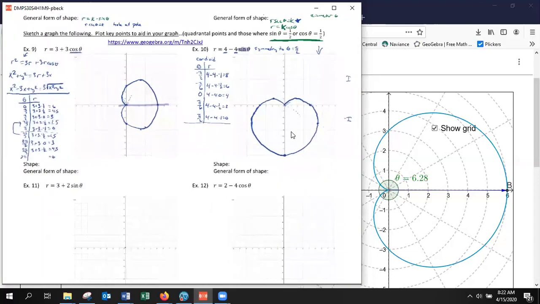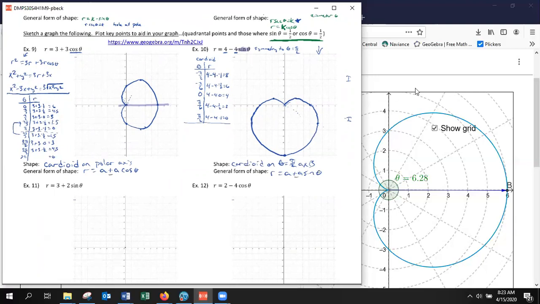So the shape is what we call the cardioid. And the general form is if I have r equals a plus a cosine theta. Now this cardioid, we like to say, is on the polar axis. And that is due to the cosine, where this one is the cardioid on the theta equals pi over 2 axis. And that would be r equals a plus a sine theta.